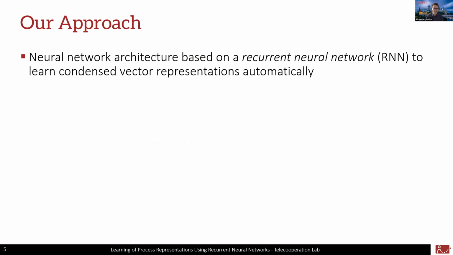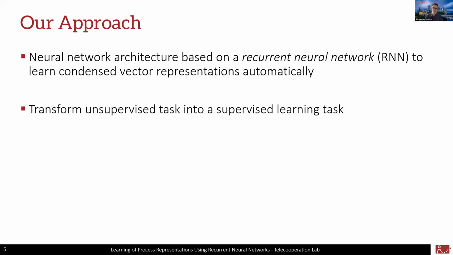Again, as the title says, we are using a neural network that is based on a recurrent neural network to learn those representation vectors for our event log. And we want to do it mostly automatically, so we do not have to figure out what case attributes may be interesting and whatnot. We just want an approach that takes care of that. It turns out that recurrent neural networks work pretty well for sequential data, so we thought it would be a good idea to also use them in the context of process mining, because sequences of activities are also very similar to natural language.